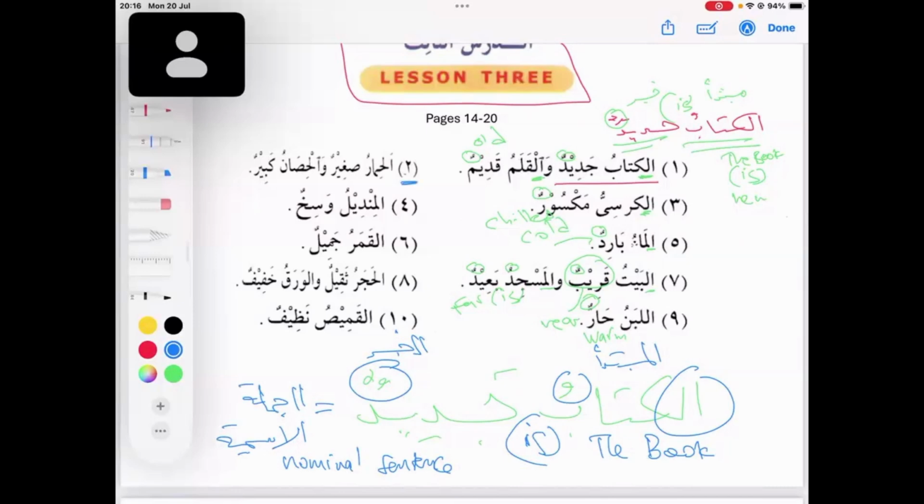The next one is, so it's actually 1, 2, 3, 4. Okay. Al-Himaru, the donkey, saghirun, is small. Wal-Hisanu, the horse, kabirun, is big. Al-Mindilu, the handkerchief, is wasikhun, dirty. Al-Qamru, the moon, jamilun, is beautiful. Al-Hajaru, the stone, or the rock, is thaqilun, heavy. Wal-Waraqu, the leaf, is khafifun, light. Al-Qamisu, the shirt, is nadifun, clean. So this is jumla ismiya. It is made up of two parts, the mubtada, which is definite, and the second part, which is the khabar, which in most cases is indefinite.